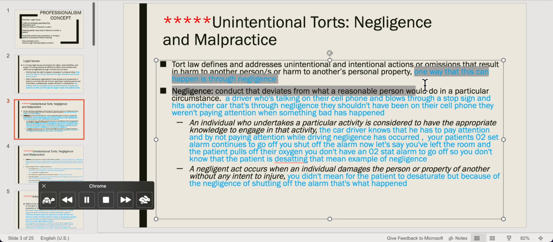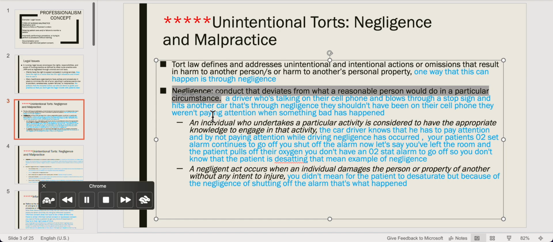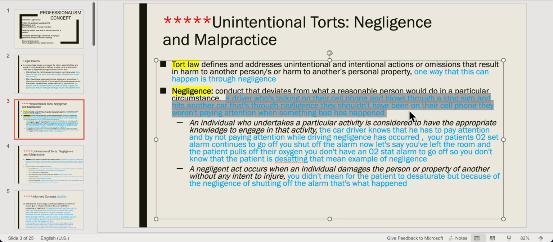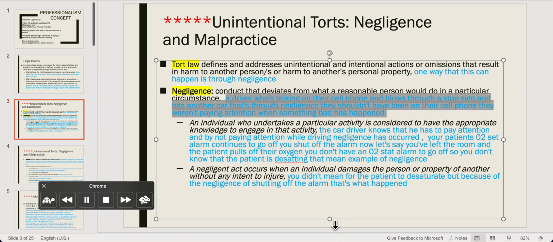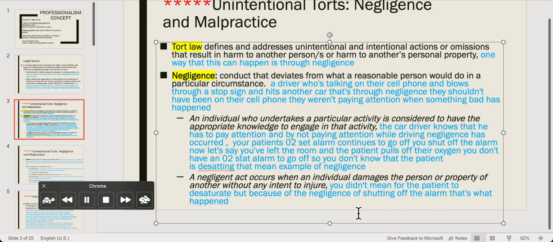One way that this can happen is through negligence: conduct that deviates from what a reasonable person would do in a particular circumstance. A driver who's talking on their cell phone and blows through a stop sign and hits another car, that's negligence. They shouldn't have been on their cell phone. They weren't paying attention when something bad happened.